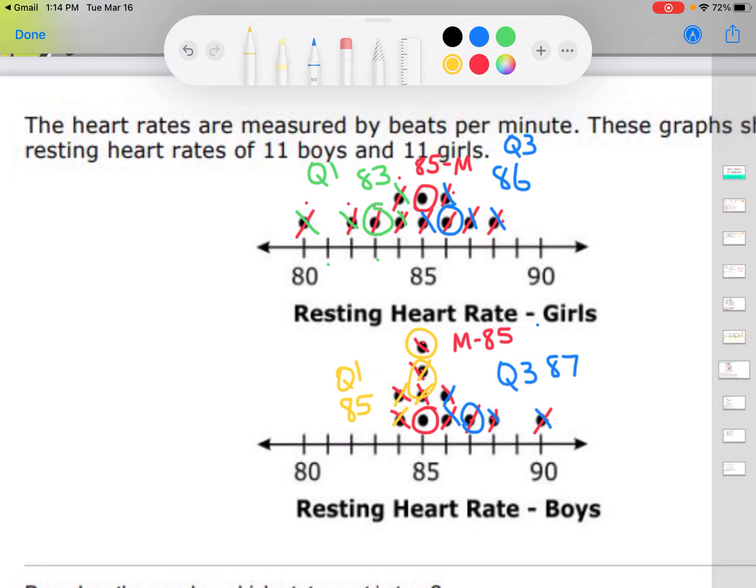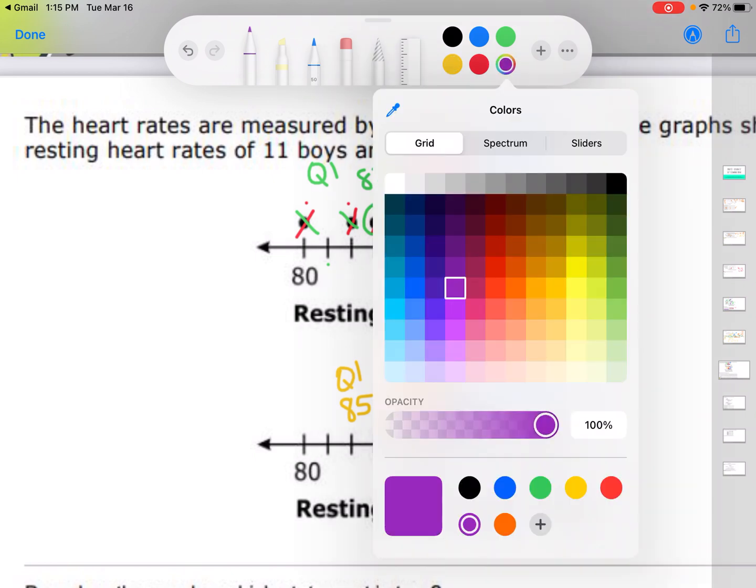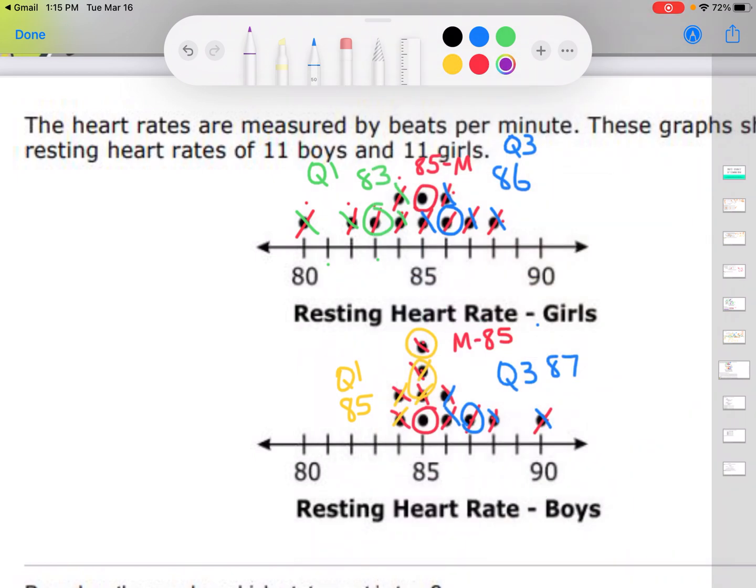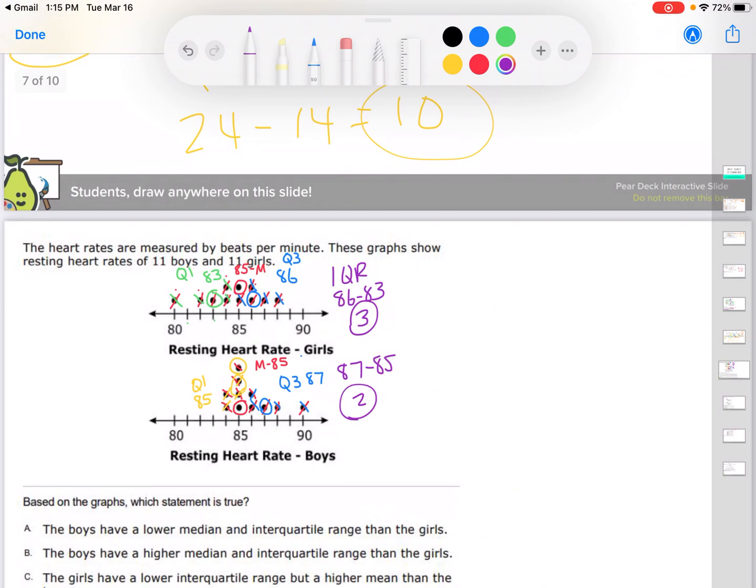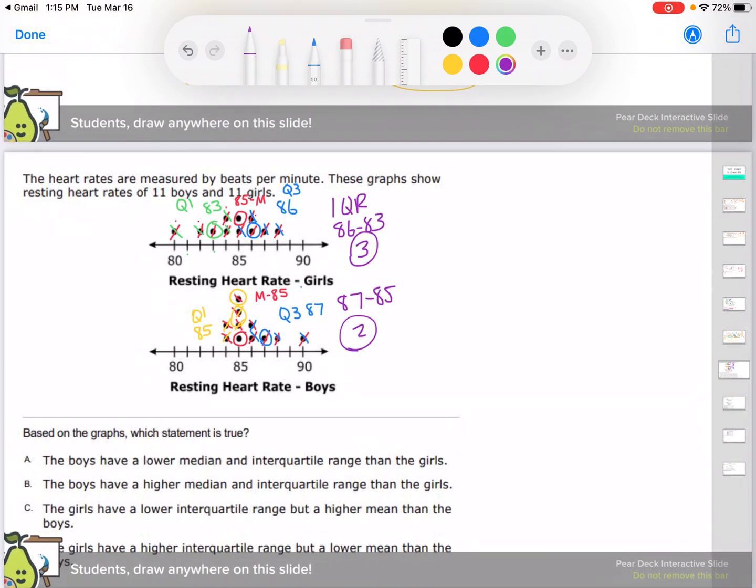So the medians are the same, and my interquartile range, or my IQR in the first one, is 86 minus 83, and I get 3. And in this one, it's 87 minus 85, and I get 2. So now I can answer the questions. It says, the boys have a lower median. No.